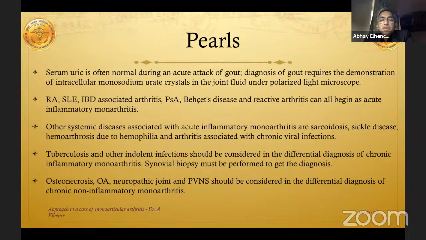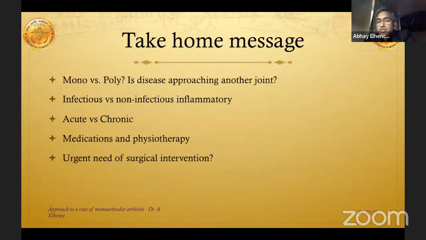Different systemic disorders such as RA, SLE, IBD-associated arthritis, psoriatic arthritis, Behçet's, and reactive arthritis can all begin as acute inflammatory monoarthritis. Other systemic disorders associated with acute inflammatory monoarthritis can also present in a similar fashion. Tuberculosis, osteonecrosis, osteoarthritis, and neuropathic joint involvement should be considered in the differential of chronic inflammatory monoarthritis.